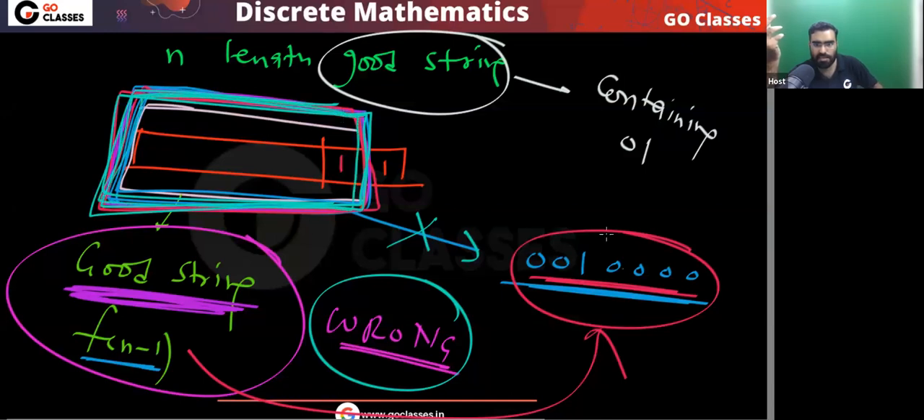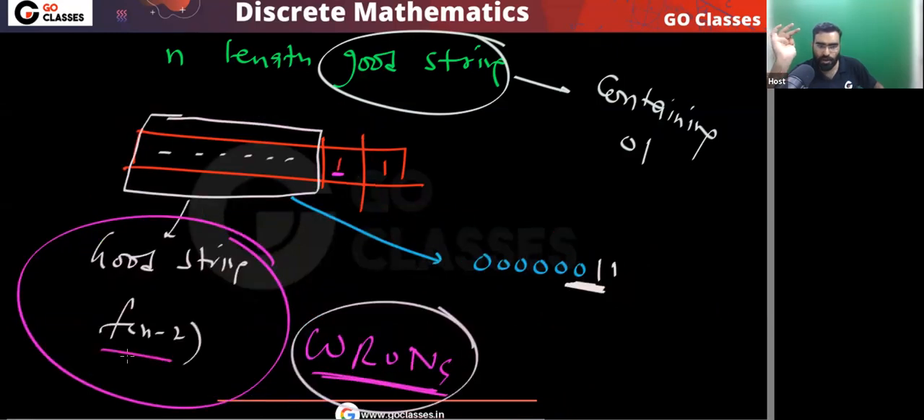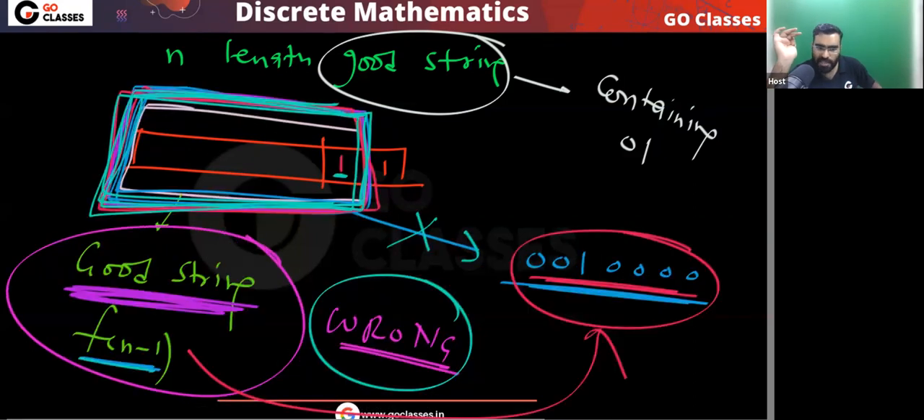In this area, this string you are counting, but this string cannot go in this area because this area is ending with 1. I hope everything is clear. What is wrong? Did you understand? You cannot use fn-2. Similarly, you cannot use fn-1.